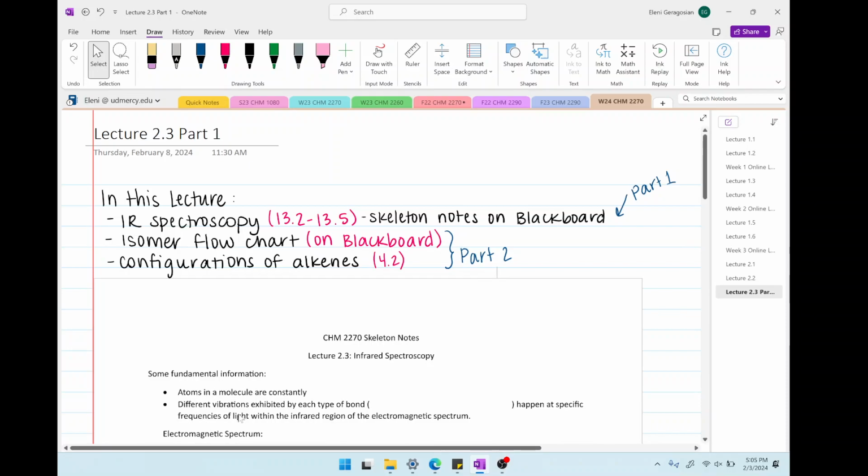You can already see there's some text here, and so I typed that out instead of having you all write that in your notes. Now, if you prefer to write everything, totally fine. You're, of course, welcome to do that.